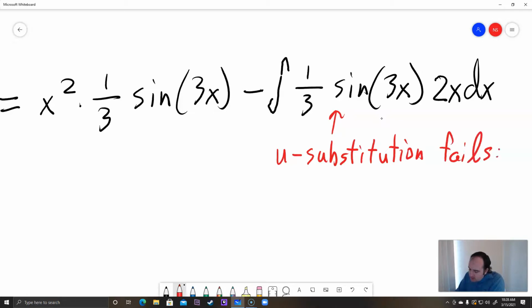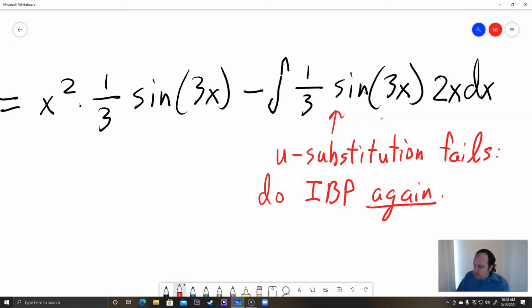So what does that mean? That means you have to do integration by parts again. So we're going to do IBP, integration by parts, again. All right, and once again, you need to choose your u to be something that simplifies when you take the derivative. So if I go ahead and factor out the 2 and the 1/3 here from this integral, I'm going to have a negative 2/3 out front. So let me do that first. Okay, so out front here, I'm going to have a negative 2/3.